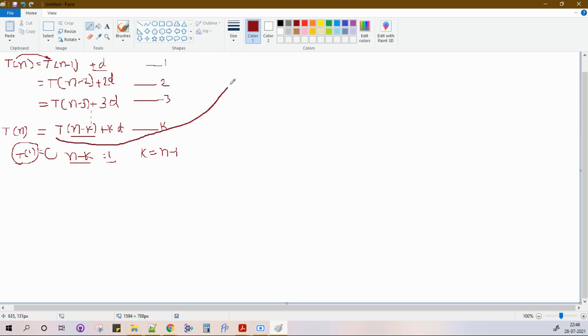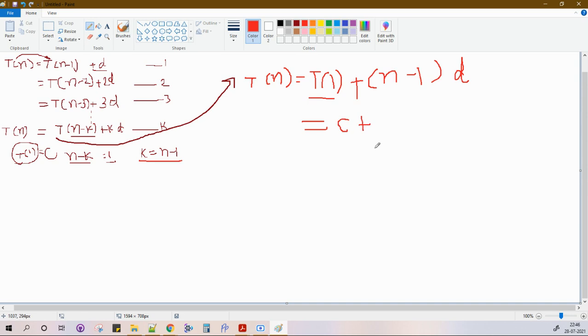So this equation now I can write like this: T(n) is nothing but T(1), where n minus k equals 1, plus k. I know the value of k. k is nothing but n minus 1 multiplied by d. So T(1) is constant c, n into d is nd, and d into minus 1 is minus d. So this is constant, this is constant, this is also constant. So this is nothing but order of n. So T(n) is nothing but order of n.